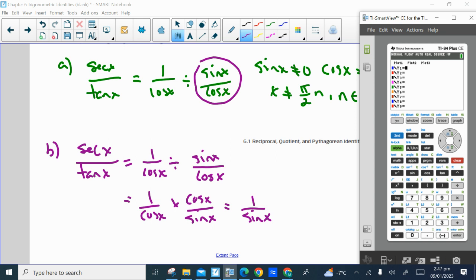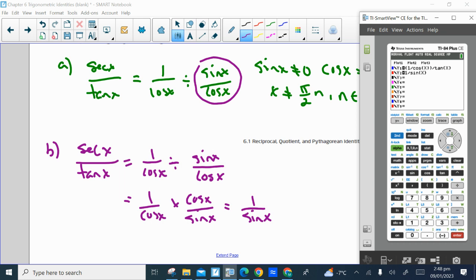Starting with secant divided by tangent. And secant is 1 divided by cos. Notice I put that in brackets to keep that together. And that's divided by, and I can just write tan of x. And that should equal 1 divided by sine x, because that's the answer I got as a simplified expression.